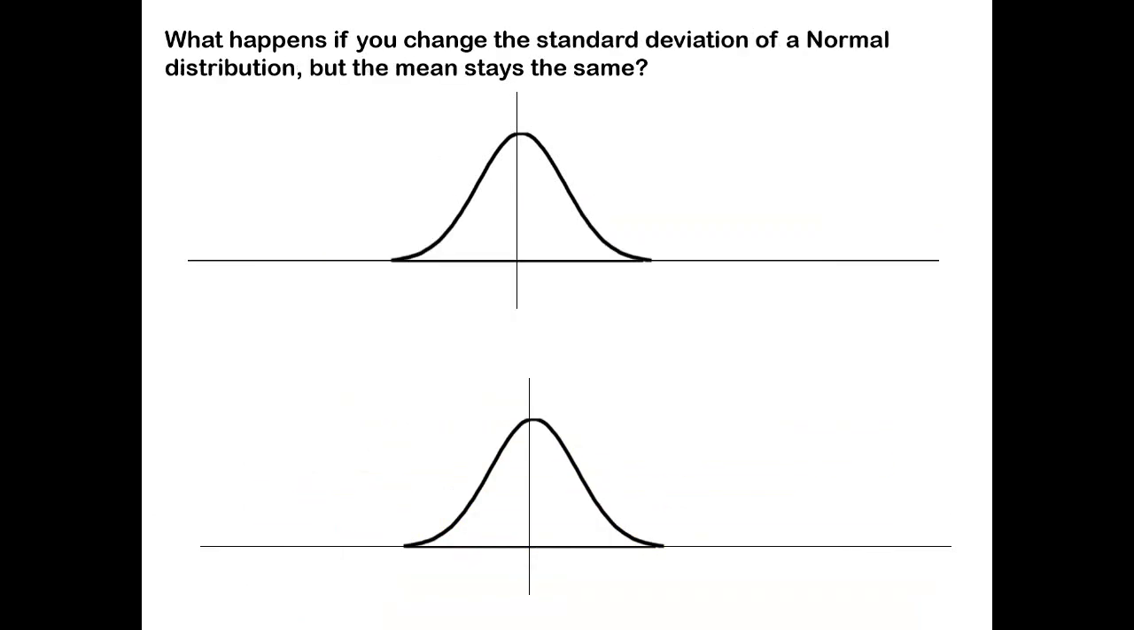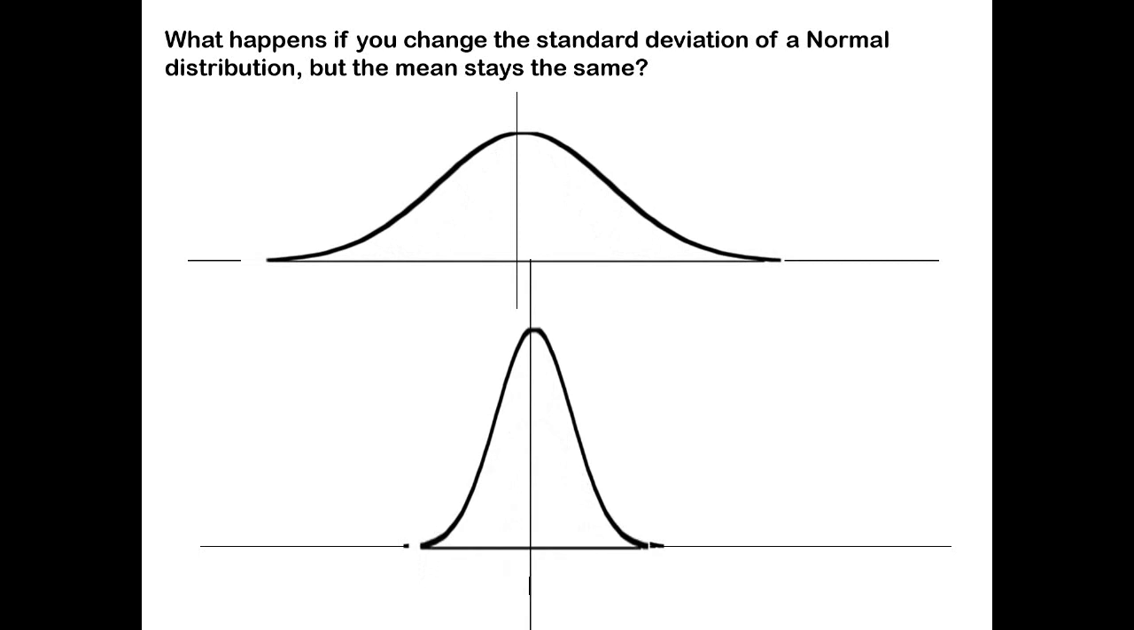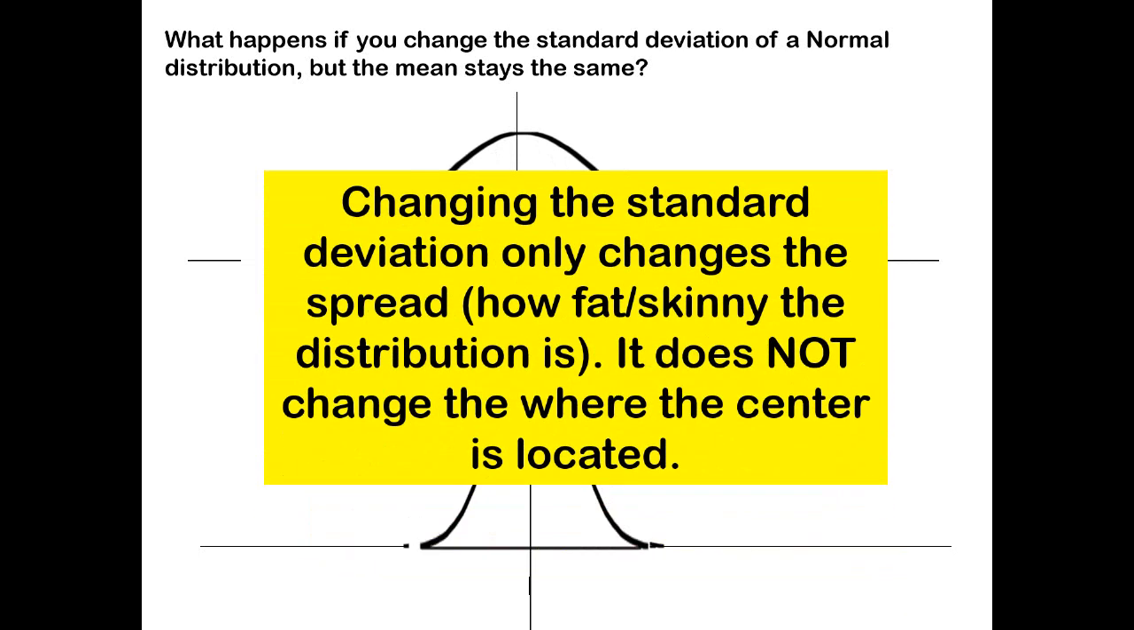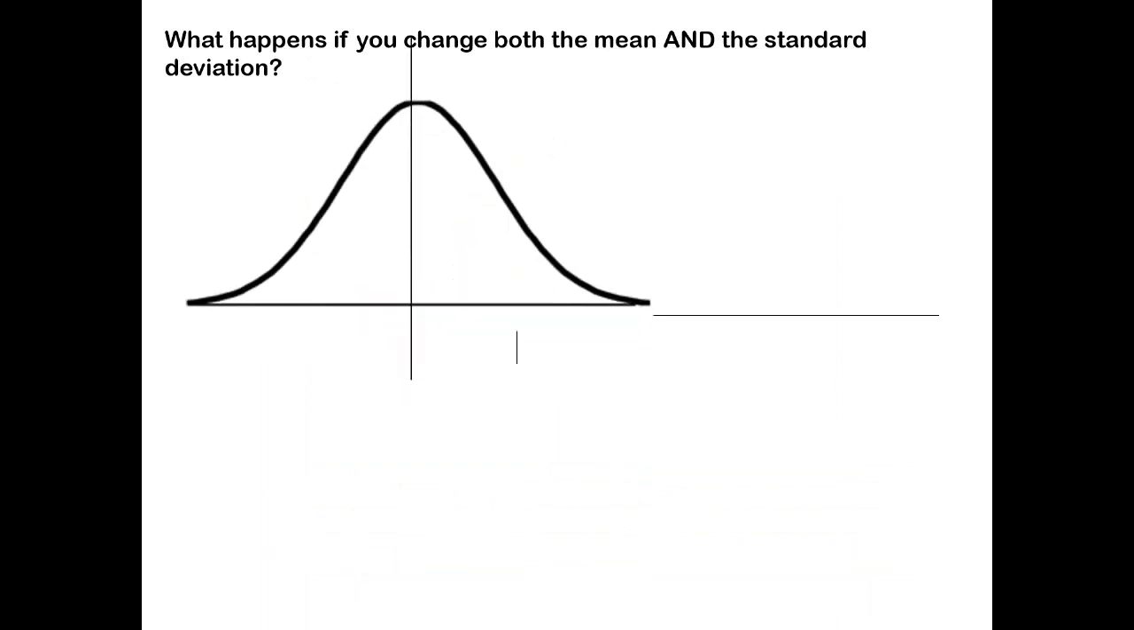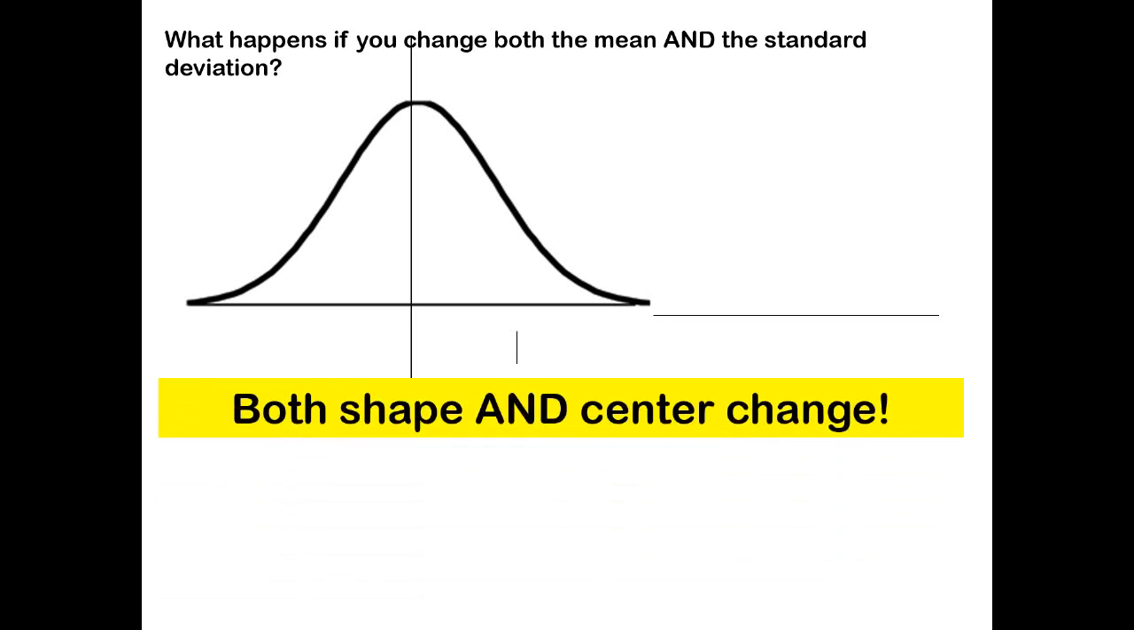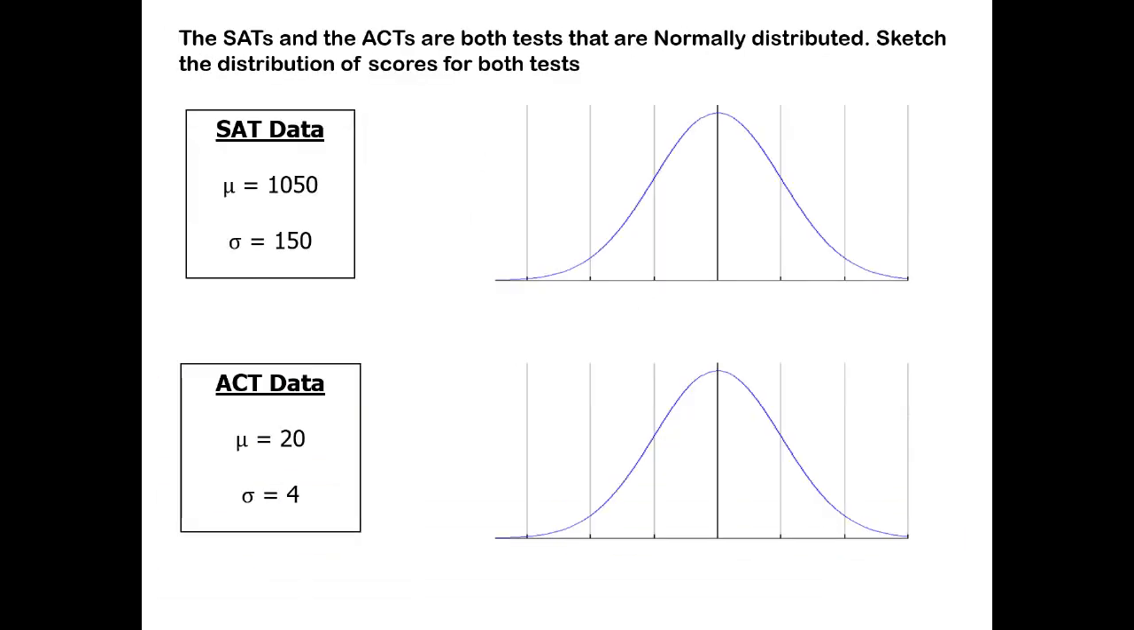We can also change the standard deviation of a distribution with the mean staying the same so that we could make it wider and more narrow. Okay? But not changing the center. We could also change both by adding, subtracting, and multiplying and dividing. Okay. Now, how is that going to help us? Well, let's take a look at this scenario right here.